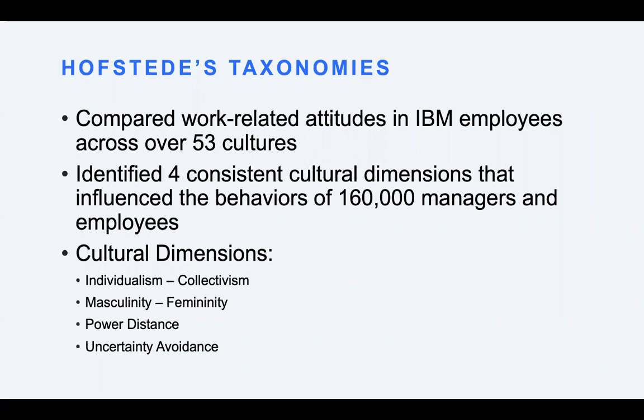In a study of 160,000 IBM employees in 53 cultures, Hofstede suggested that there are 4 overarching cultural dimensions, which have a significant impact on behavior in every culture. Later, he added a 5th dimension, long-term and short-term orientation.